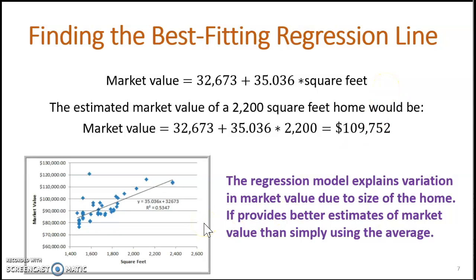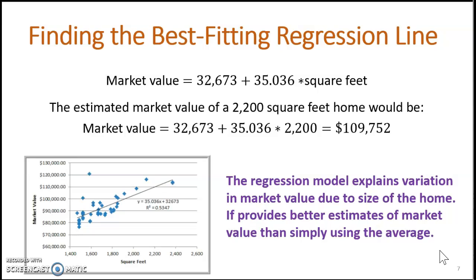So we can use this equation to predict for different home sizes. Let's say you want to find out the estimated value for a home with 1,500 square feet. Then substitute 1,500 into the market value equation so that you can find out the market value for that house. The regression model explains the differences in market value as a function of the house size, and provides better estimates than simply using the average of the sample data.